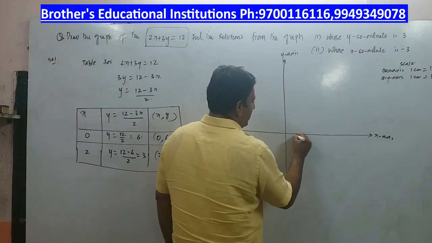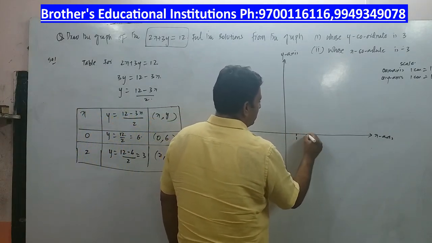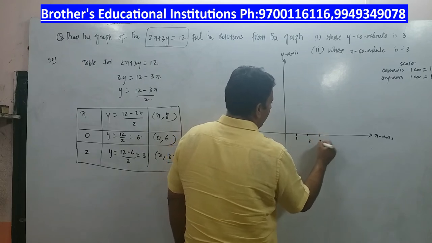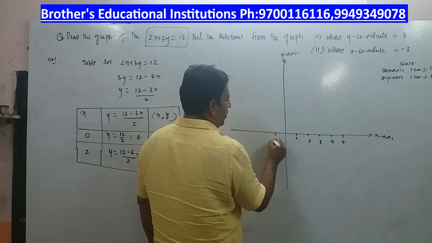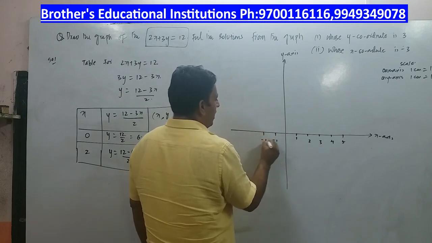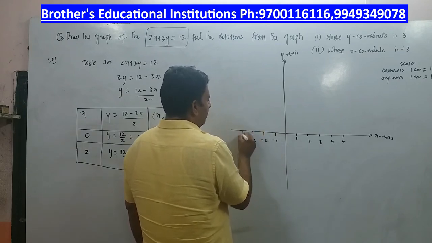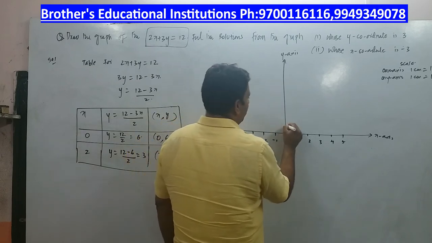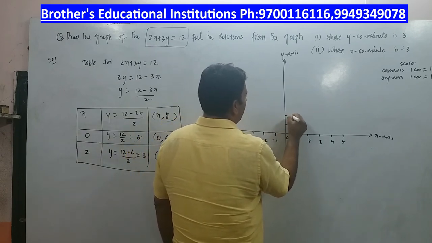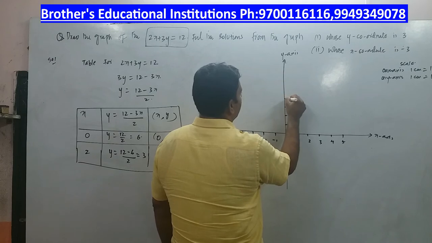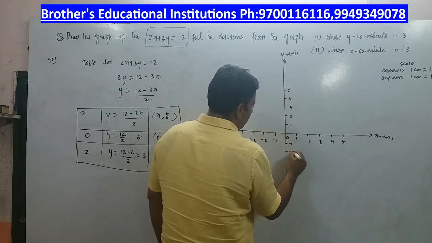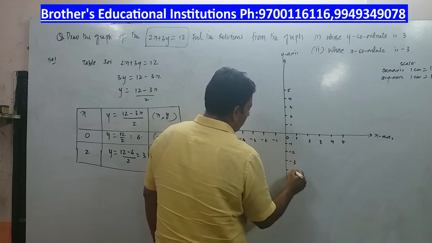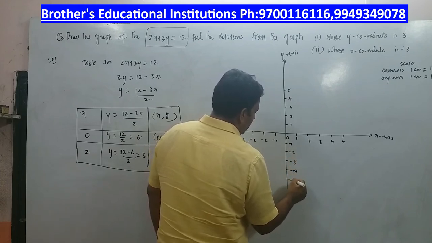I will take, this is 1 centimeter, 1 unit, 2, 3, 4, 5. See, in your graph paper you will get more accurate. This is just a rough work I am doing. Minus 3, minus 4. This is 0 and then followed by 1, 2, 3, 4, 5. This is minus 1, minus 2, minus 3, minus 4, minus 5.